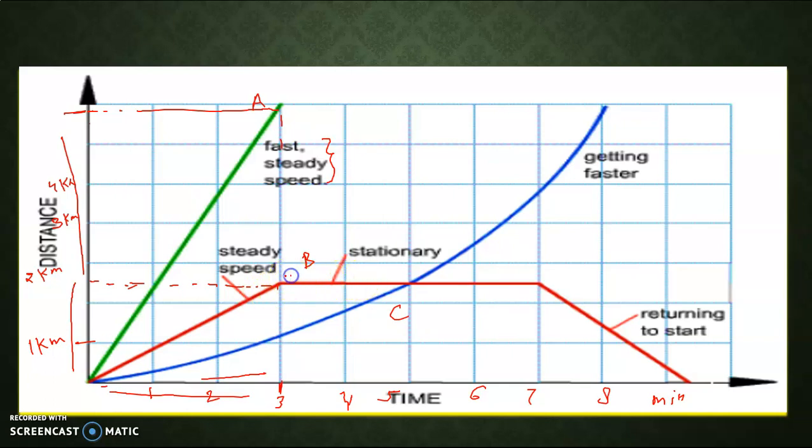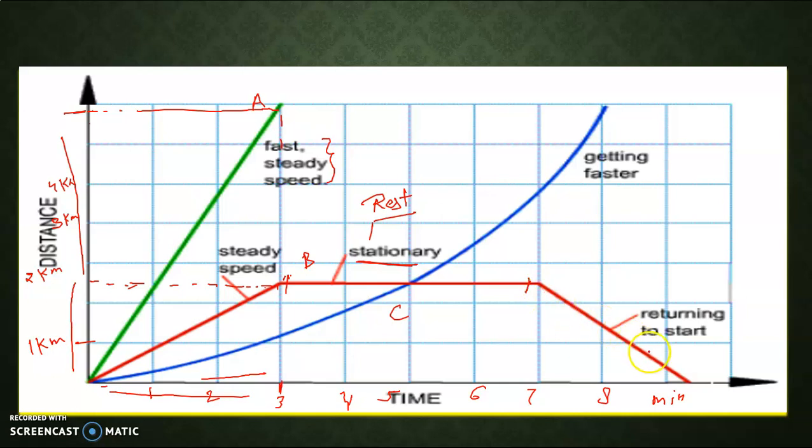Here, just see, this is the second part of graph B. Here, the time is increasing, but the distance is not increasing. So this part shows that the object is in a stationary state. Stationary means the object is in a state of rest at its position. There is no change in the position of the object.